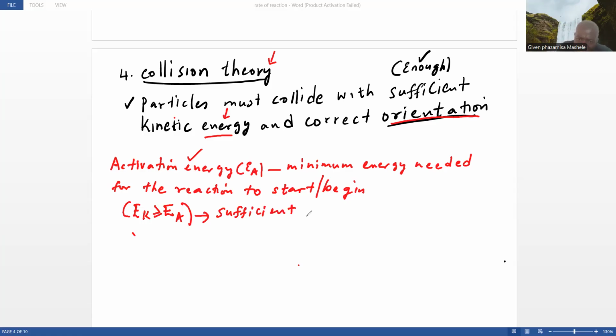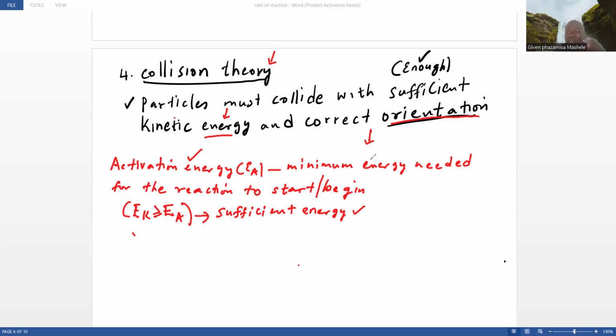Sufficient energy or enough energy. If we say the reactants must collide with sufficient kinetic energy, let's just call it energy, it means the average kinetic energy should be greater than or equal to the activation energy. We know in physics paper one that when you talk about kinetic energy, we're talking about the energy due to the motion of an object.